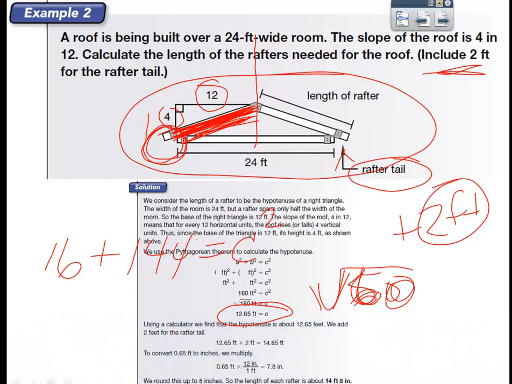Well, the way you do that is you take your 0.65 feet and use a unit multiplier to convert it to inches. So you take 0.65 times 12 and you end up with 7.8 inches. We'll round that up to 8 inches. So our answer is the 12 plus the 2 feet, which is 14 feet, plus 8 inches. We end up with 14 feet 8 inches. Pretty tough, I know. But if you take it one step at a time, you can do it.